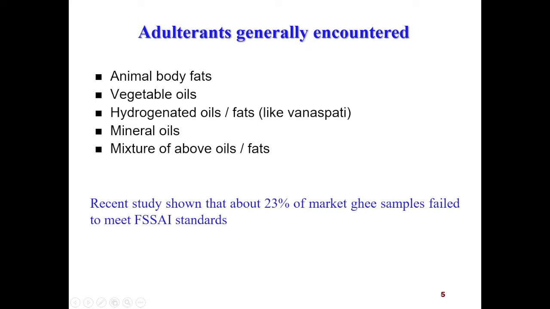So I was telling you that in lean season supply of ghee decreases and it becomes prone to adulteration by unscrupulous traders in the market. So what type of adulterants are they adding? It may be animal body fat. They can add animal body fat in ghee, vegetable oils, hydrogenated oil or fats, mineral oils, or a mixture of these can be added into the ghee. Now recent studies show that around 23% of the market ghee samples failed to meet the FSSAI standards. So the adulteration in ghee is at a very alarming stage.